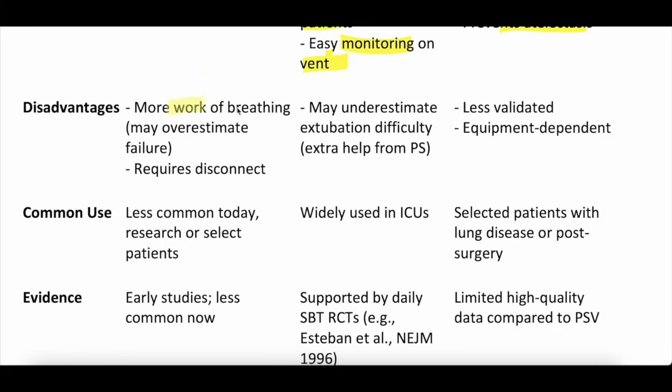Disadvantages for T-piece trial: increased work of breathing, overestimates failure, not supported by the evidence, requires disconnection from the ventilator. Disadvantages to a pressure support trial is, it may underestimate extubation difficulty because you do get a little inspiratory pressure support, although theoretically, if it's low enough, should just be enough to get over the resistance of the endotracheal tube. And then CPAP trials, disadvantages are they're less well validated. People just haven't looked at them as much.